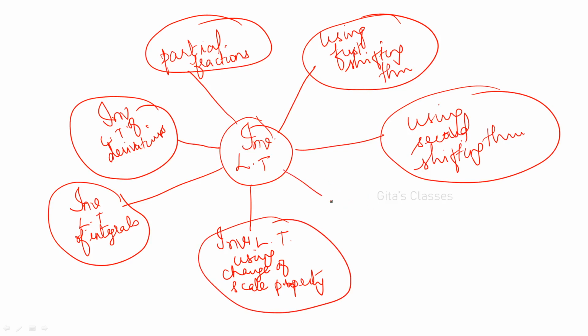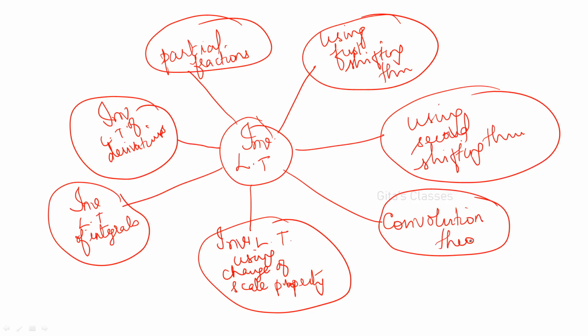Also we have studied one special theorem called the convolution theorem. If you have to find the inverse Laplace transform of a product of two functions, then we can use the convolution theorem for finding the inverse Laplace transform. That is, you take the inverse Laplace transform separately and then use the convolution of two functions, f1 of t and f2 of t, or f of t and g of t.